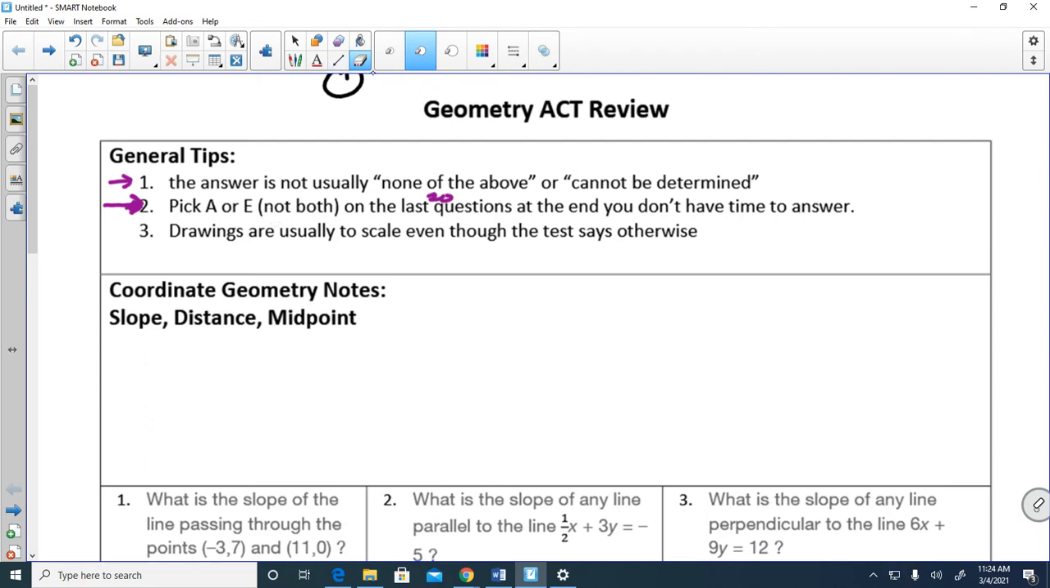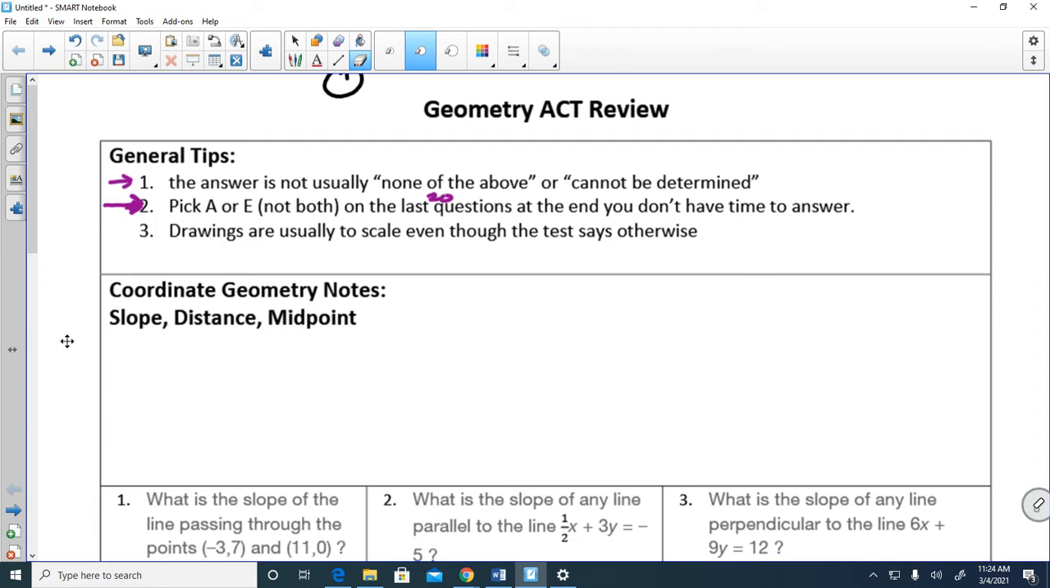Now, diagrams are usually to scale. At the beginning of the ACT, it'll say diagrams are not necessarily to scale. Well, usually they are. So if you do have to make a guess, use the picture to help you guess. And I think that's all the general tips I have, but we'll see as we go.